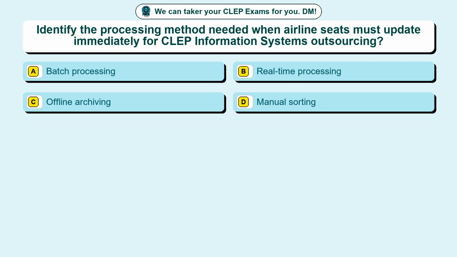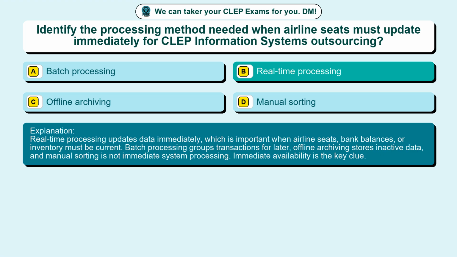Question 21. Identify the processing method needed when airline seats must update immediately for CLEP Information Systems outsourcing. Option A. Batch processing. Option B. Real-time processing. Option C. Offline archiving. Option D. Manual sorting. The correct answer is option B. Real-time processing. Real-time processing updates data immediately, which is important when airline seats, bank balances, or inventory must be current. Batch processing groups transactions for later, offline archiving stores inactive data, and manual sorting is not immediate system processing. Immediate availability is the key clue.